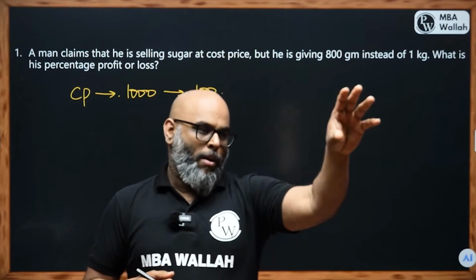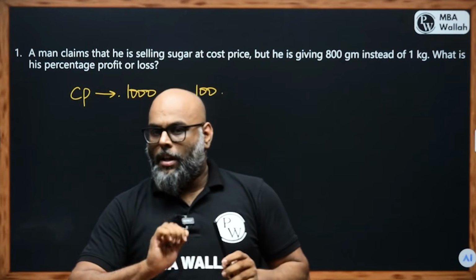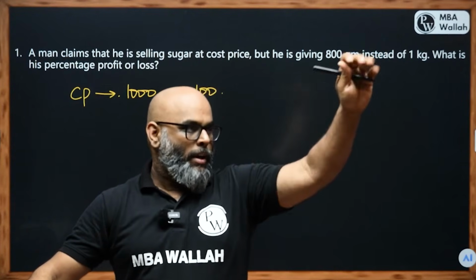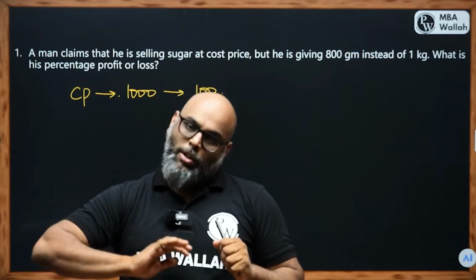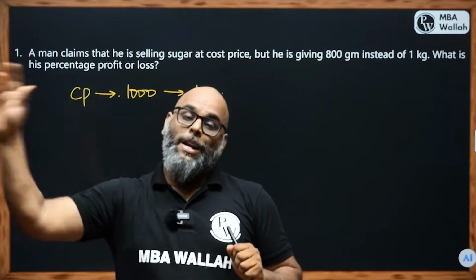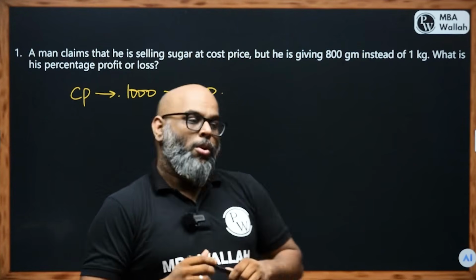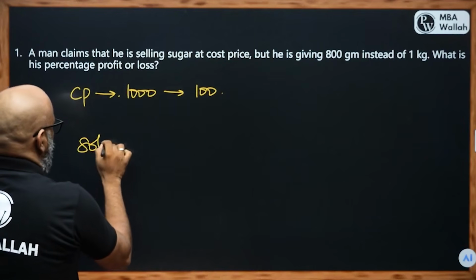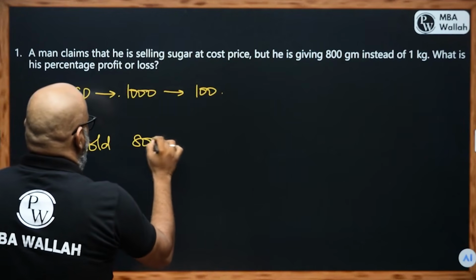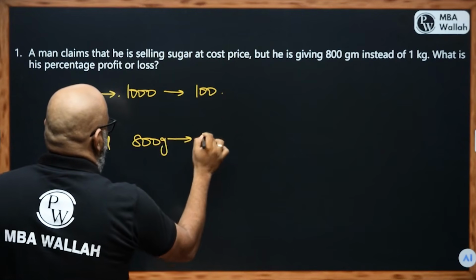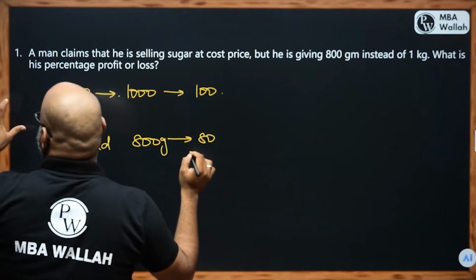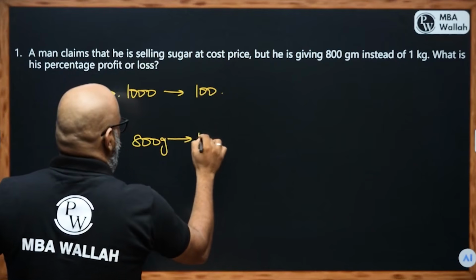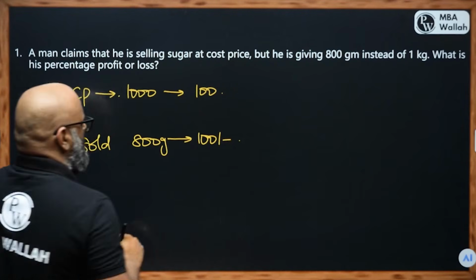He said, I'll buy 1 kg for 100, I'll sell 1 kg for 100. That was his promise. But he bought 1 kg for 100. He sold it for 100, but he sold only 800 grams. So this 800 grams sold, 800 grams for 100 rupees. Sold 800 grams for 100.